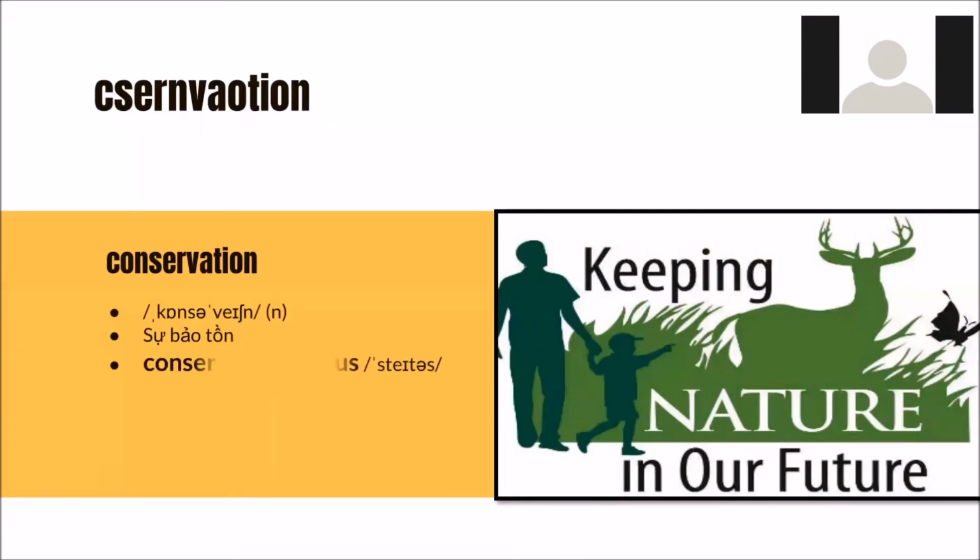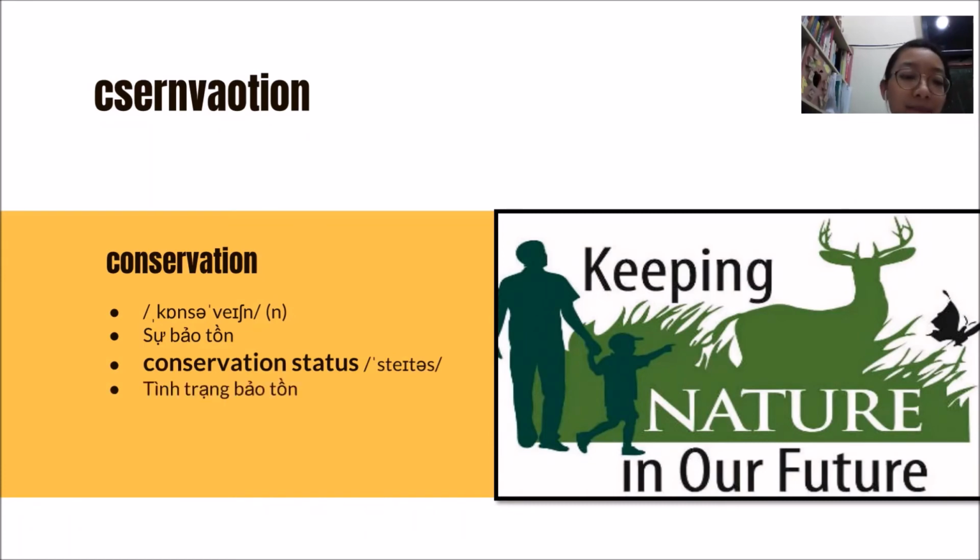That is great. All right. You need to learn another phrase. Conservation status. In Vietnamese, it means tình trạng bảo tồn. You can see this phrase on any kind of websites that show you the information about endangered species. Conservation status. Please repeat after me. One more again. Conservation status. Thank you. Great.